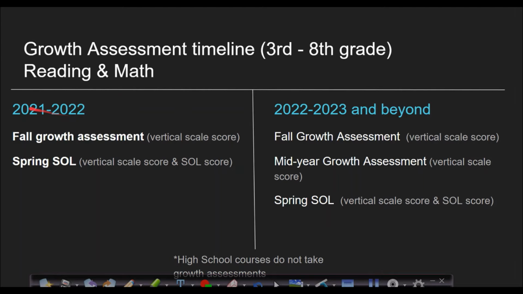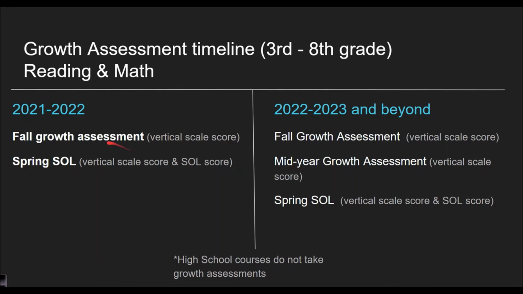So starting this year, our students in September took a fall growth assessment in reading and in mathematics, and this was for our students in 3rd through 8th grade. For that assessment, our students received a vertical scale score, which is in the report, and we're going to talk in more detail about that in a moment.